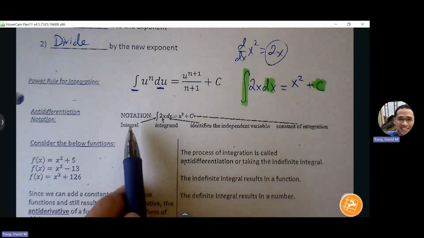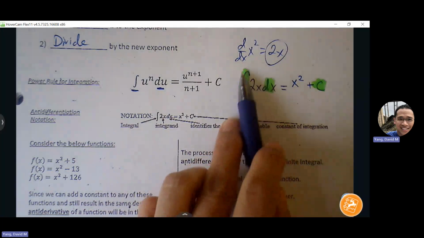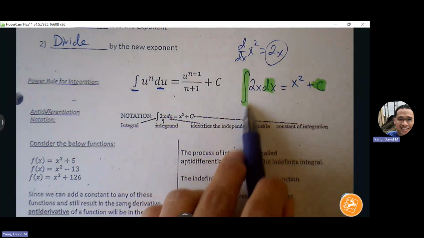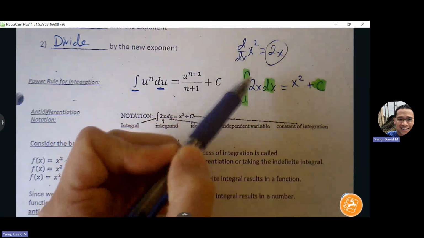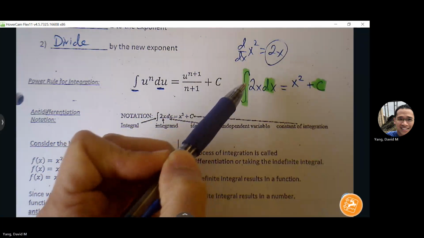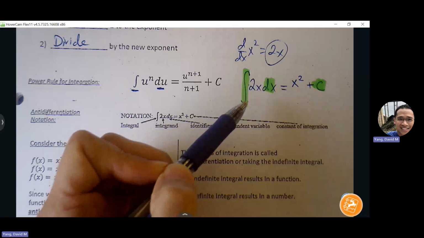So a couple of names for these notations. The integral notation is this F-looking symbol here. That just means I'm about to take the antiderivative. First semester, when we wanted to find the derivative, we would just do d over dx. But now the integral notation will indicate that we're taking the antiderivative.